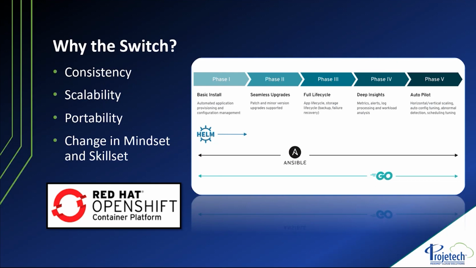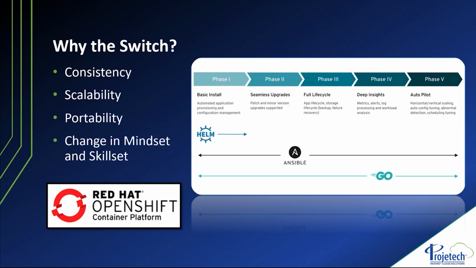As you can see on the image to the right, it shows some of the lifecycle management, or lifecycle phases, for OpenShift and the operators. Really, we're operating in like phase 1 to 2. The goal is to get to full autopilot, right?